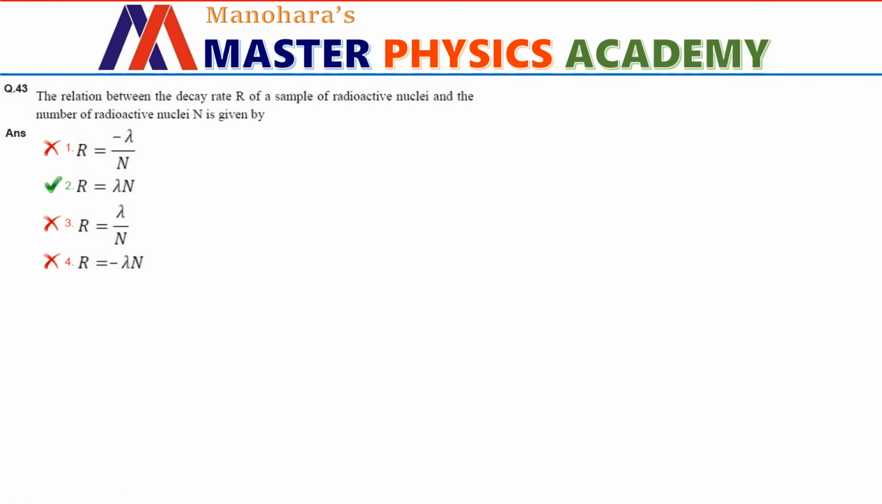The relation between the decay rate R of a sample of radioactive nuclei and the number of radioactive nuclei N is given by. So we clearly know that R, that is rate of decay, is given by dN by dt, and that should be equal to lambda N. Be careful, it should be positive because radioactive decay means activity, which means the number of disintegrations taking place per unit time, which should always be positive. So the correct option is option 2.